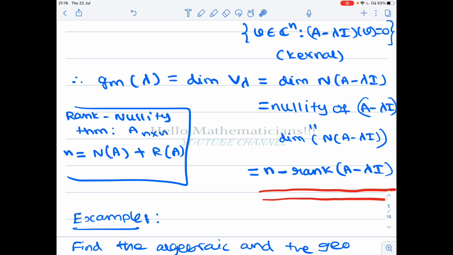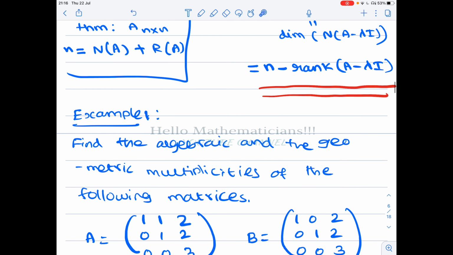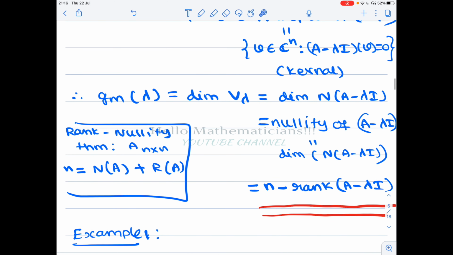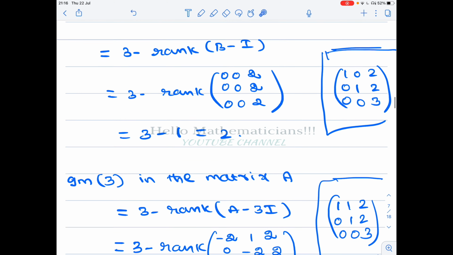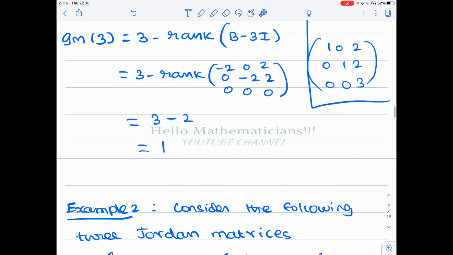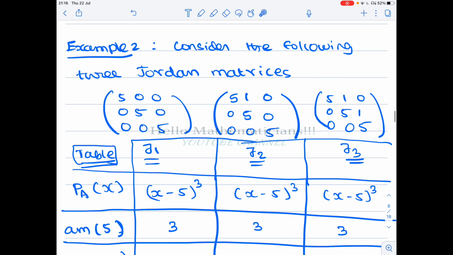In what follows we are going to relate algebraic multiplicity, geometric multiplicity, and the sizes of the Jordan blocks. First we see how to calculate the geometric multiplicity of an eigenvalue using this formula. Maybe we will start here. Consider the following three Jordan matrices.